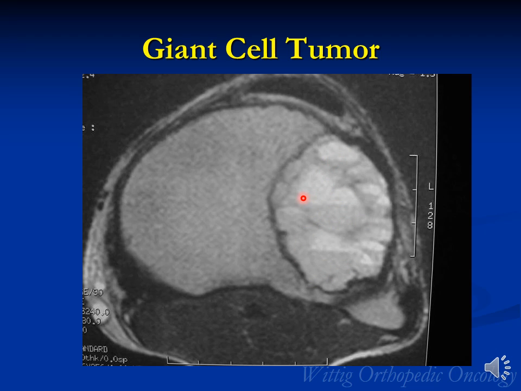These are also called secondary aneurysmal bone cyst changes. And secondary aneurysmal bone cyst changes can occur in a number of lesions, particularly giant cell tumors, non-ossifying fibromas, chondroblastomas, and osteoblastomas, which can all undergo secondary ABC change.